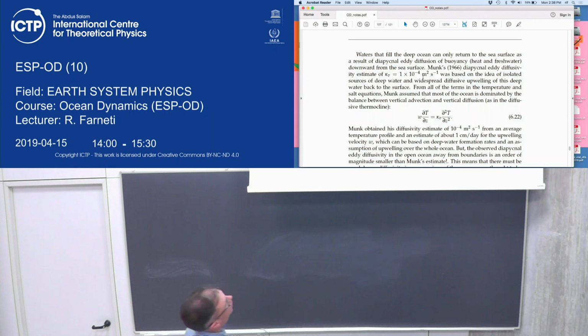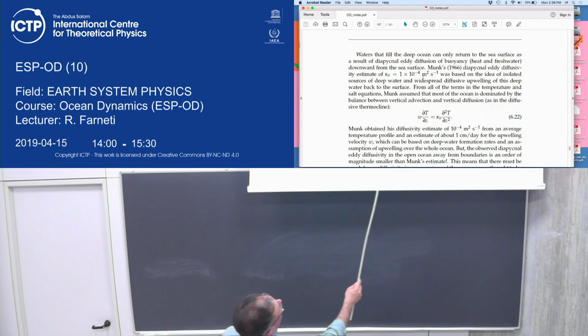looked at this problem, and he came up with an estimate of a global average of diapycnal eddy diffusivity of 10 to the minus 4, given the amount of water that sinks to the northern latitudes and the amount of water that goes up to the surface. He said, okay, the amount of diffusivity that you need to bring all this cold water back to the surface is a global estimate of 10 to the minus 4.